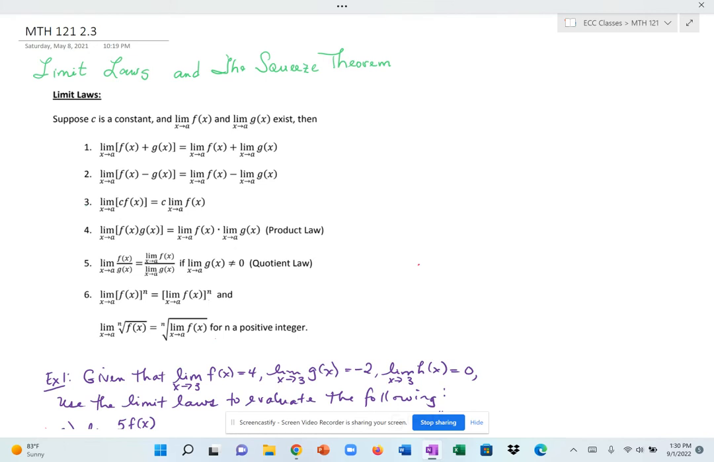Hi, this lesson is on the limit laws and the squeeze theorem. We start with limit laws. Suppose c is a constant and that the limit as x approaches a of f of x and the limit as x approaches a of g of x both exist.